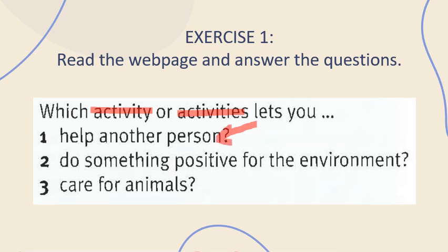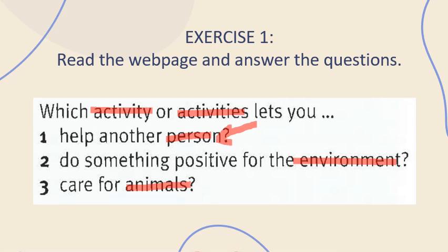Okay, the keyword here apa dia? You need to underline the keyword. Here is person. Okay, so which activity let you help another person? Number 2, do something positive for the environment. This is for the environment. Environment tu alam sekitar. The third one, which one lets you care for animals?